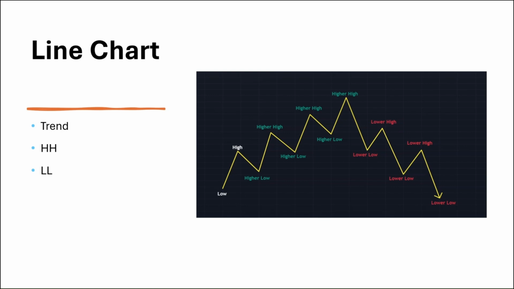So what is a higher high? A higher high is nothing but a peak that is higher than the previous one, indicating sustained bullish movement. And what is a higher low? A higher low is nothing but a low higher than the previous one, showing that buyers are stepping in at higher levels.